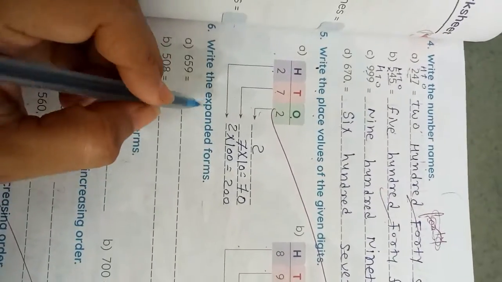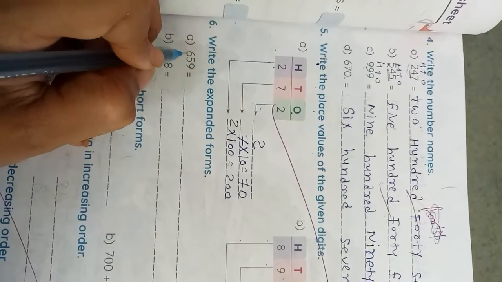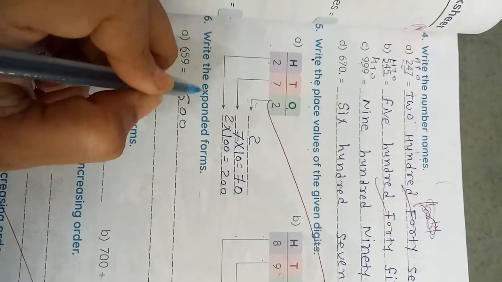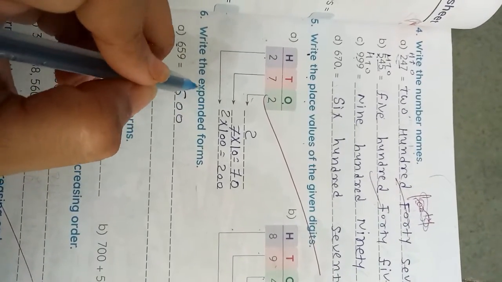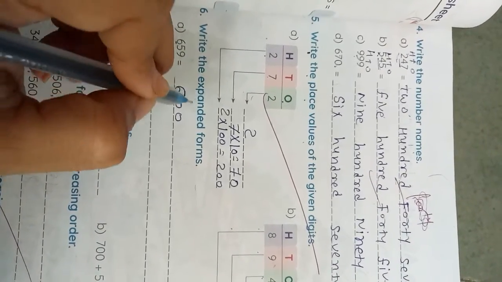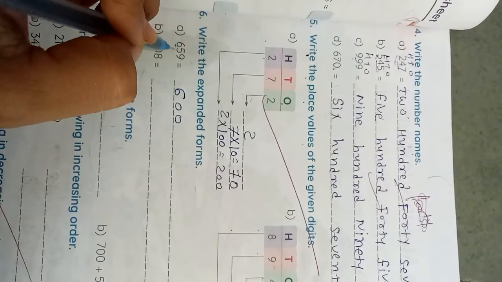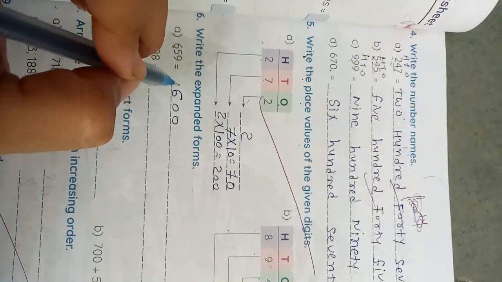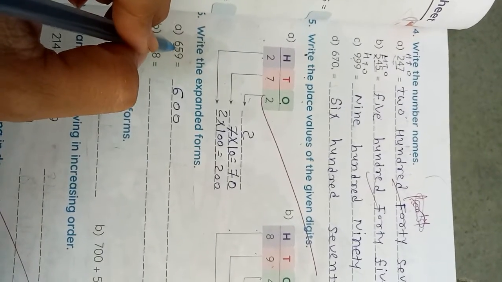Write the expanded form, which is also called Vistrut form. So 6 at the 100 place, so 600. Expanded form means we have to write down the place value of each digit with a plus sign between them. So 6 at the 100 place, so write down 600, or another method is to count the digits after the digit.